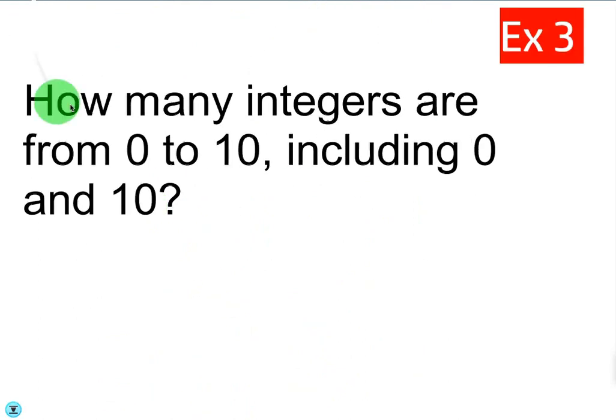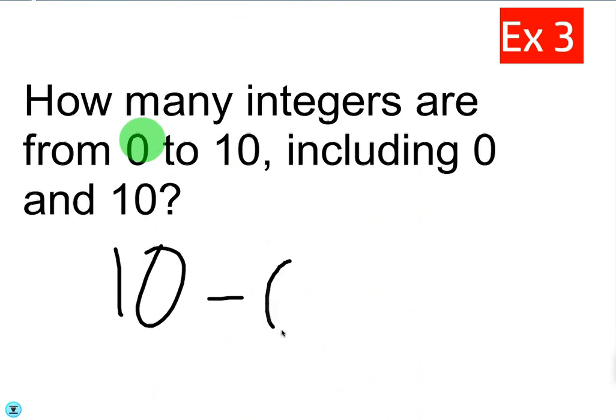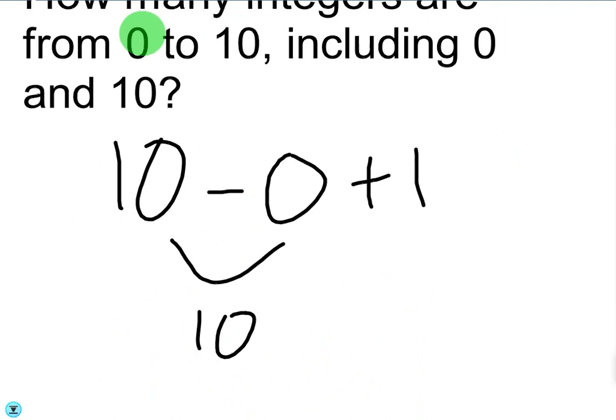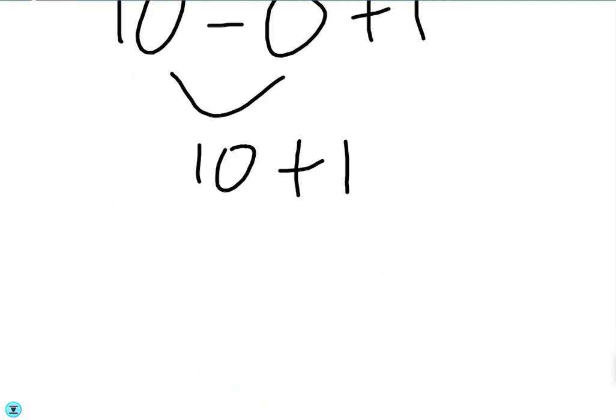All right, how many integers are from 0 to 10, including 0 and 10? Now this is a good one, because a lot of students looking at this would just say 10. Well, that's how many integers are from 1 to 10, but we're including 0. So you can already see that the answer is going to be 11. If we plug this into the formula, b minus a plus 1, it'd be 10 minus 0 plus 1, right? And 10 minus 0 is 10, and then when we add 1, we get 11.